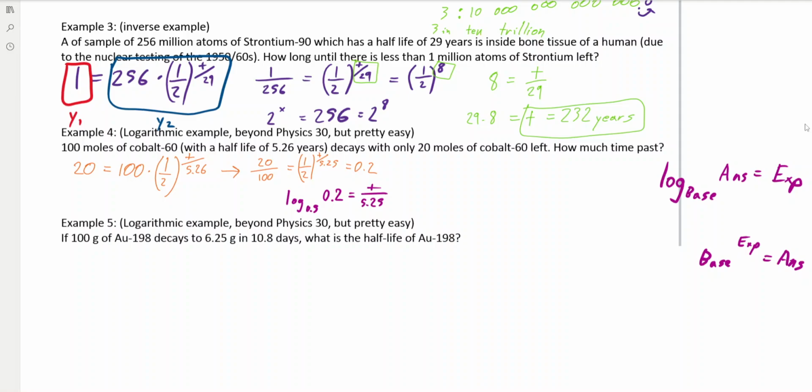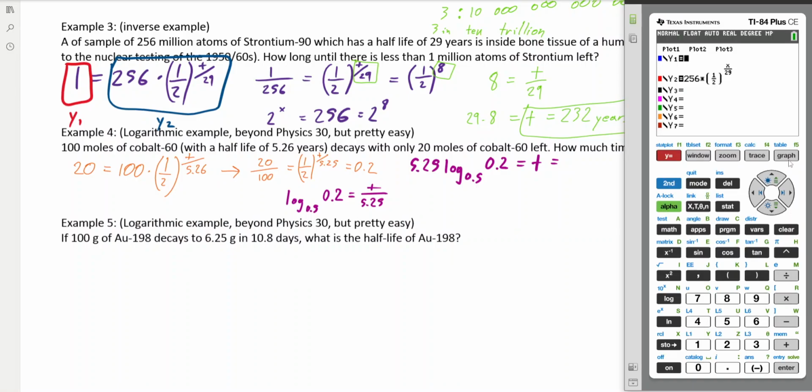So then we're going to move that over, so it's actually going to be 5.26 log base 0.5 of the answer 0.2 equals T, and we're looking for T. So now what we can do is show this in one other method. So we showed it with the kind of guessing method and making the exponents equal. We showed it with graphing. Now we're going to show it with logs.